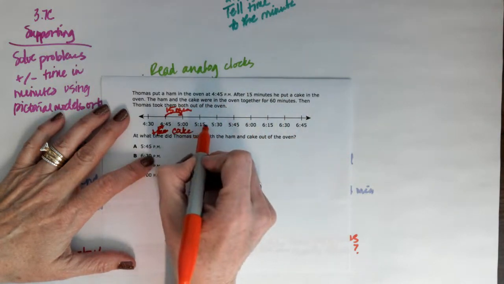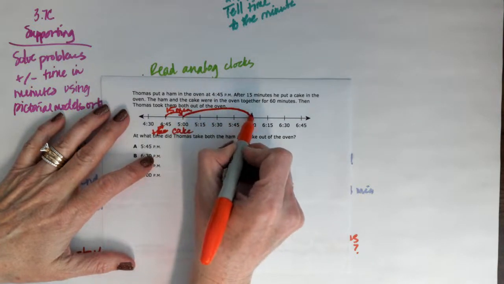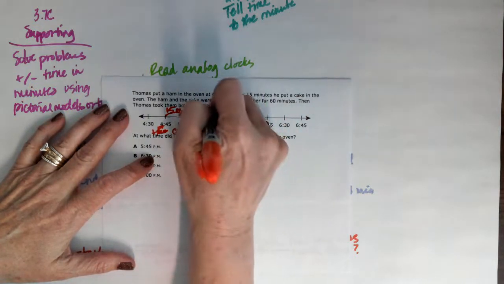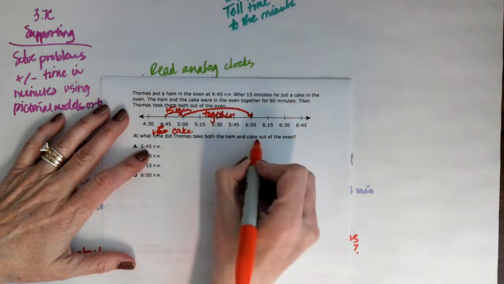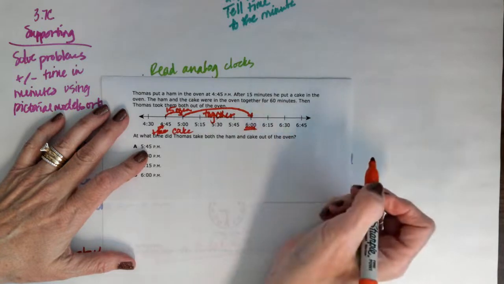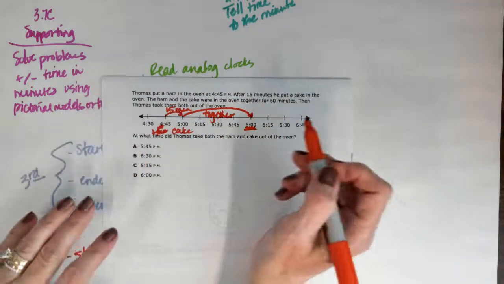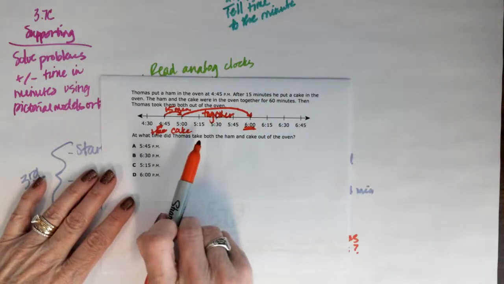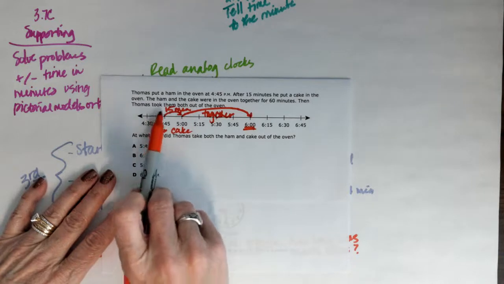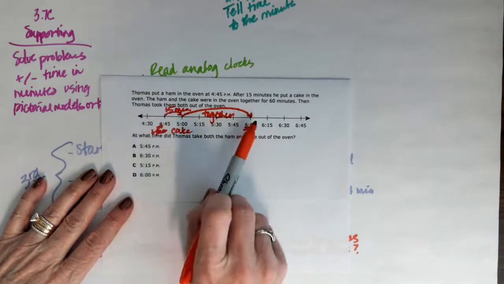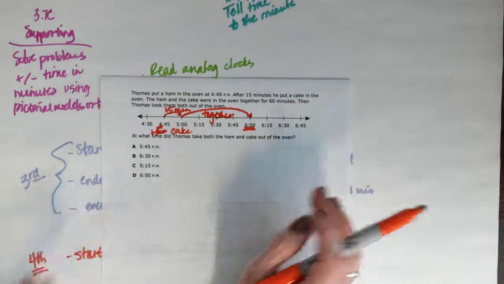Well, I can see this is counting by 15s. So 60 minutes gets me all the way to here. They're in the oven together. What time did he take both of them out of the oven? I can see he took them out there because it says then he took them out of the oven. So we want to teach them to use those same strategies we used when we were doing adding and subtracting on a number line by showing the events that have happened to get from one time to the next on the number line.